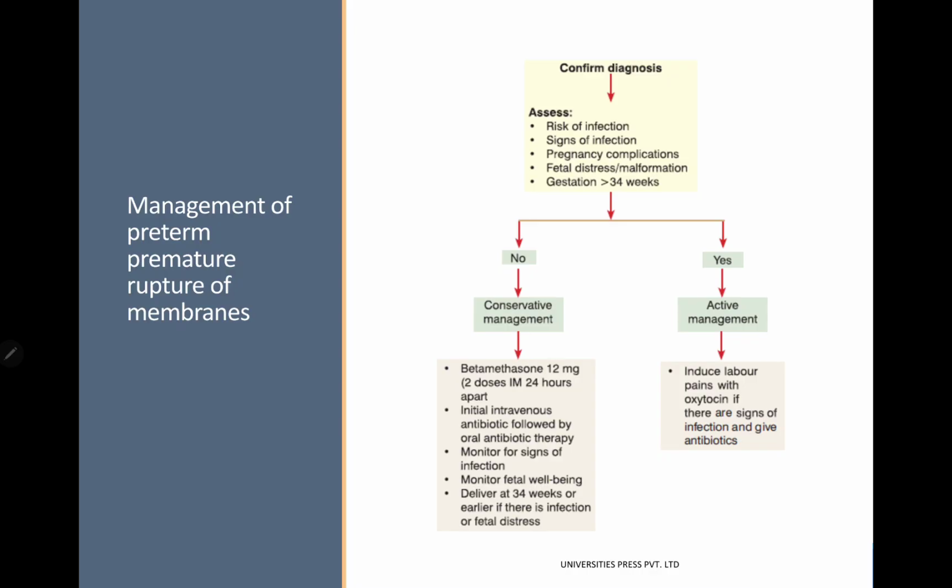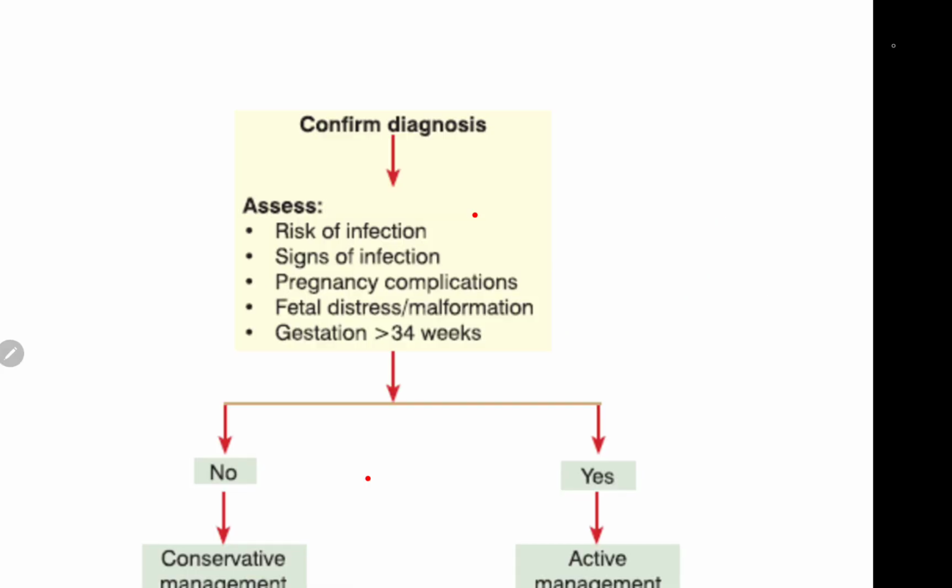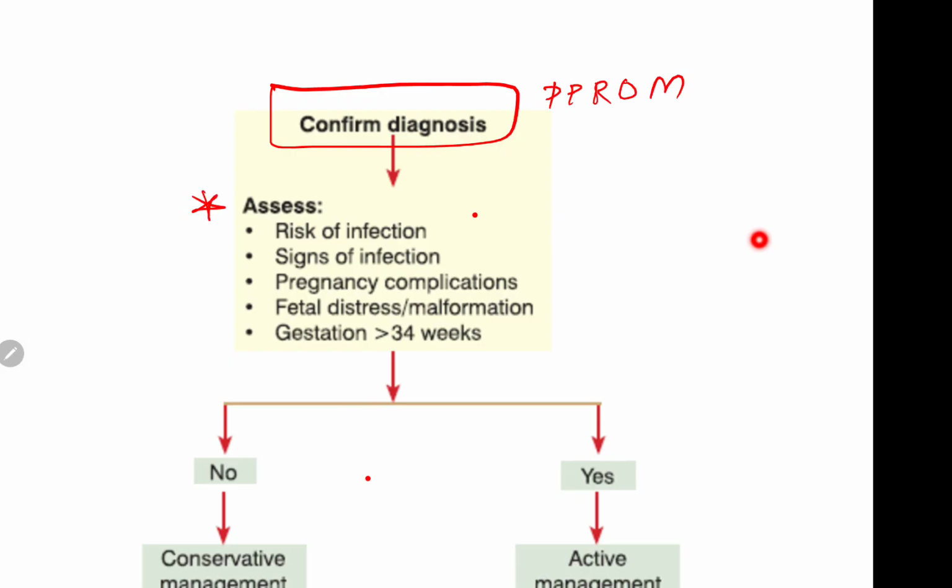Now, let's move on to the management of PPROM. How are we going to manage a case of PPROM? First, we have to confirm the diagnosis. We need to confirm that this is a condition of PPROM. Then we need to assess the risk of infection.